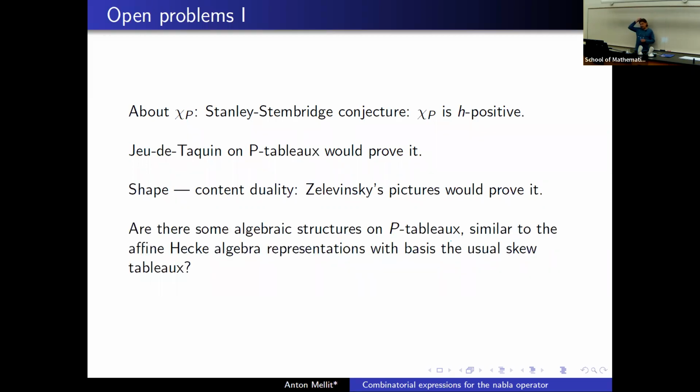We're asking for some algebraic structures on P-tableaux. For instance, affine Hecke algebra representations. There are these representations by Arun Ram, I think, with basis given by skew tableaux. Maybe some kind of algebraic structure is associated to P-tableaux. Okay, that's all we have for this.